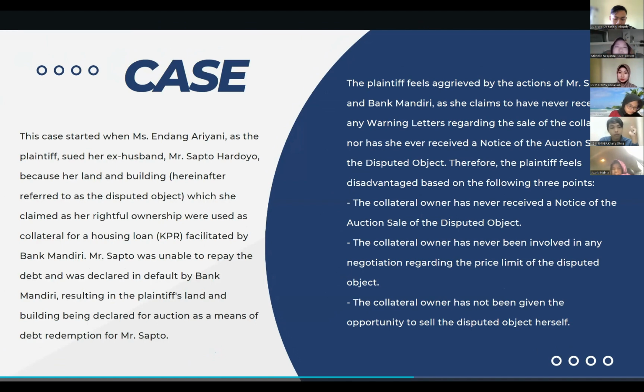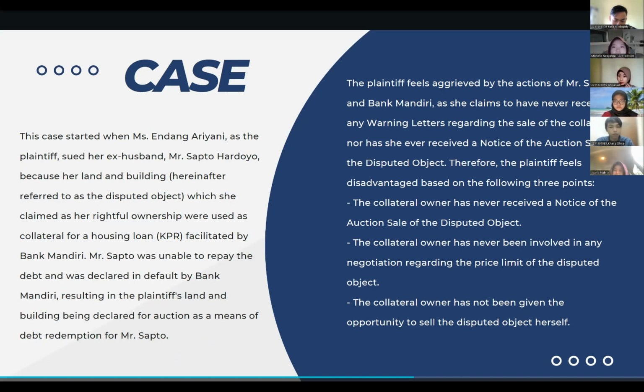And right now we are going to explain the case we chose for this material. So this case started when Miss Endang Aryani, as the plaintiff, sued her ex-husband, Mr. Sabto Hardoyo, because her land and building, hereinafter referred to as the disputed object, which she claimed as her rightful ownership, were used as collateral for a housing loan or KPR facilitated by Bank Mandiri. Mr. Sabto was unable to repay the debt and was declared in default by Bank Mandiri, resulting in the plaintiff's land and building being declared for auction as a means of debt redemption for Mr. Sabto.